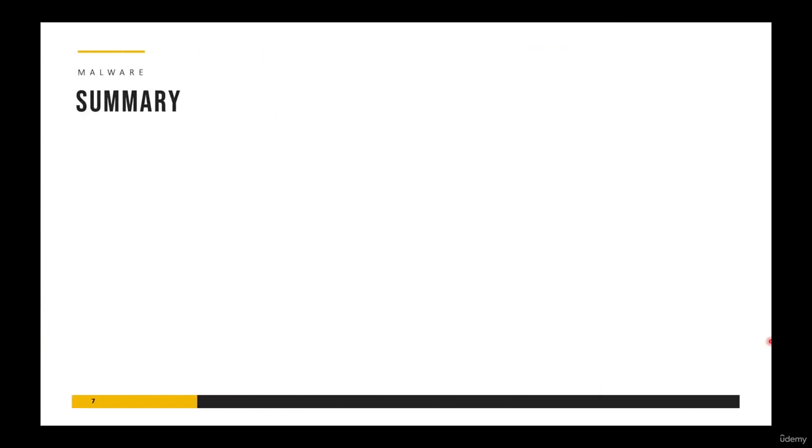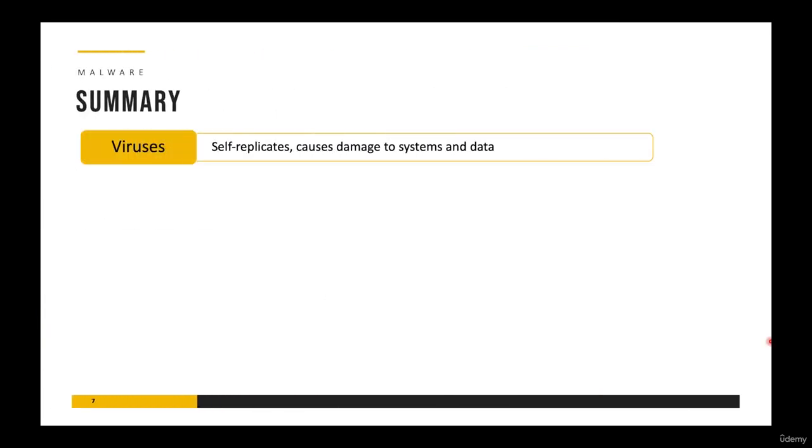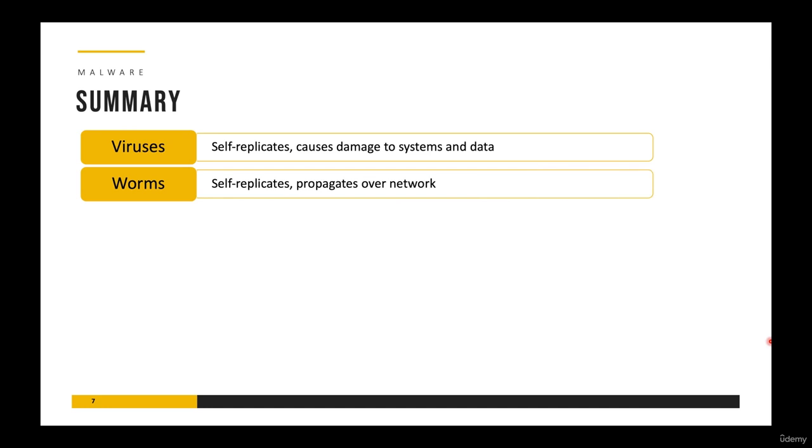So let's summarize the different types of malware that we have studied throughout this domain. So first we have viruses, which basically self-replicate and they cause damage to systems and data that they infect. However, viruses don't spread around very easily. So they're mainly targeted towards the systems that they infect. In contrast, we have worms, which basically self-replicate and propagate over the network. And these are much more dangerous in terms of bringing down networks because they can grow exponentially. They don't need user intervention to actually propagate.